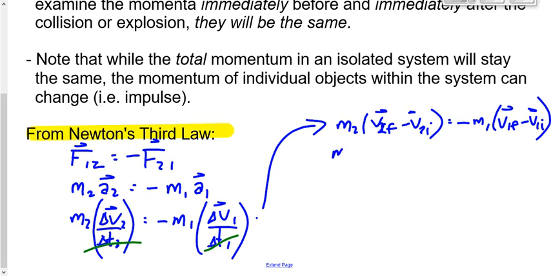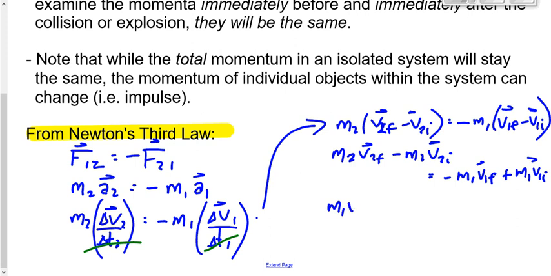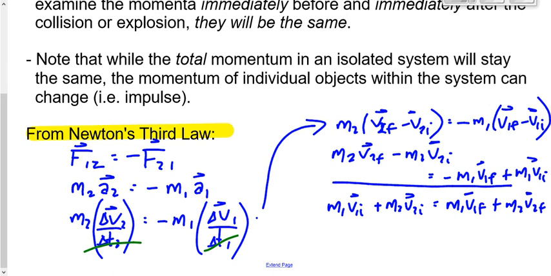Okay, I'm going to distribute the m2 here. m2 times V2F minus m2 times V2I equals negative m1 V1F plus, right, negative times a negative is plus m1 V1I. Now, if I change the order of this, then this is what I end up with: m1 V1I plus m2 V2I equals m1 V1F plus m2 V2F. All of that to get to this.